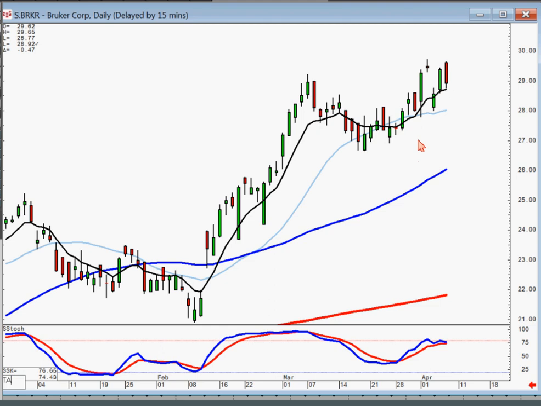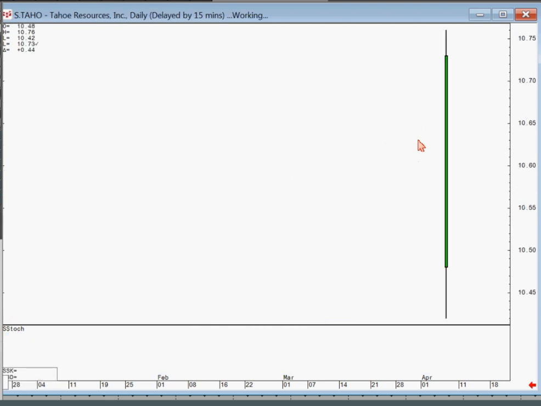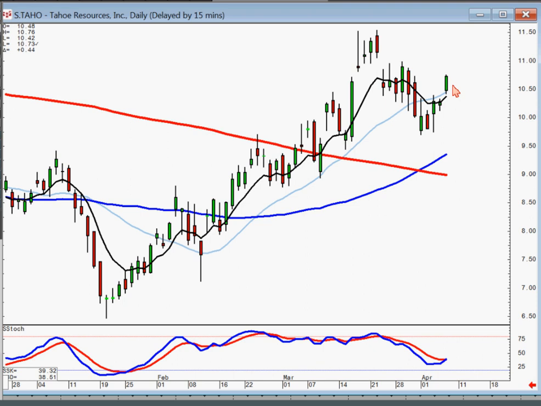Tahoe, look at that chart. J-hook pattern. Doji gap up. Broke this level.